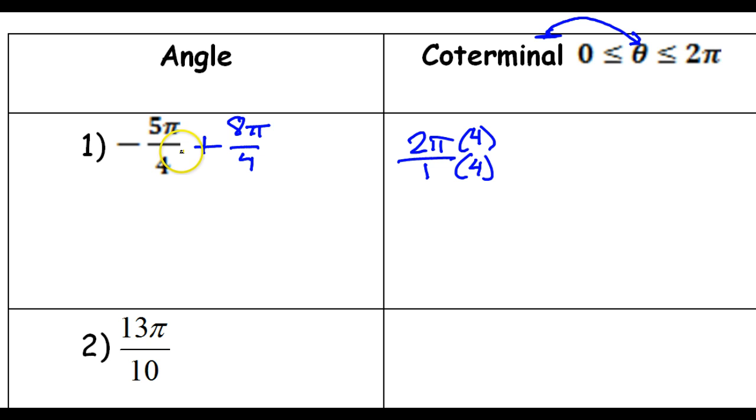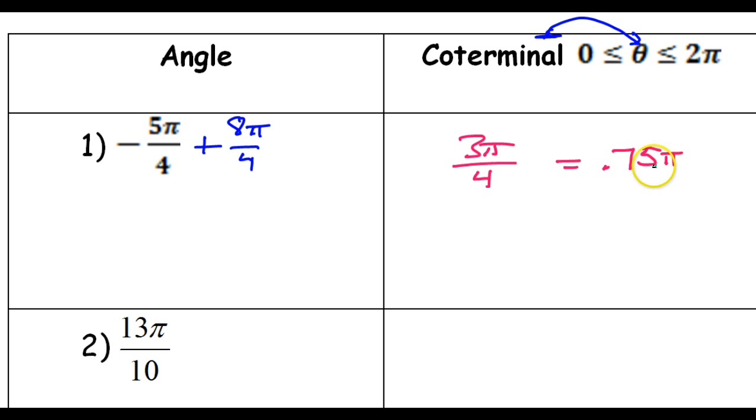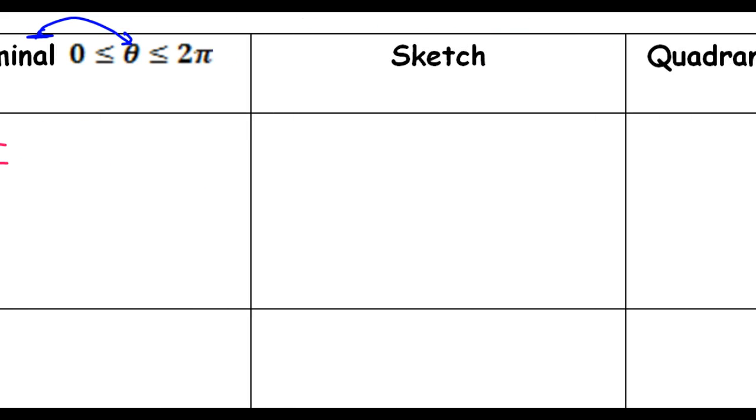And so that's going to make negative 5 pi plus 8 pi is 3 pi. So we're going to have 3 pi over 4 at that point. And 3 over 4 is 0.75, so this is the same thing as 0.75 pi, and I'm only mentioning that to show you that it is less than 2 pi. So we are now between 0 and 2 pi. So this is our coterminal angle. So far so good.